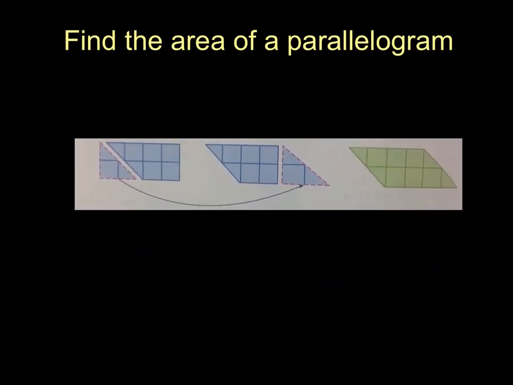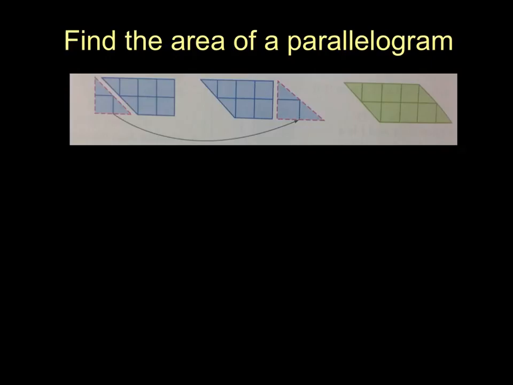Now let's take a look at how we find the area of a parallelogram. So here is an example of a parallelogram right here. Now this example shows us what happens if we cut this parallelogram and take this side right here and move it to the other side. Now you notice if you do that and you stick those together, you get a rectangle.